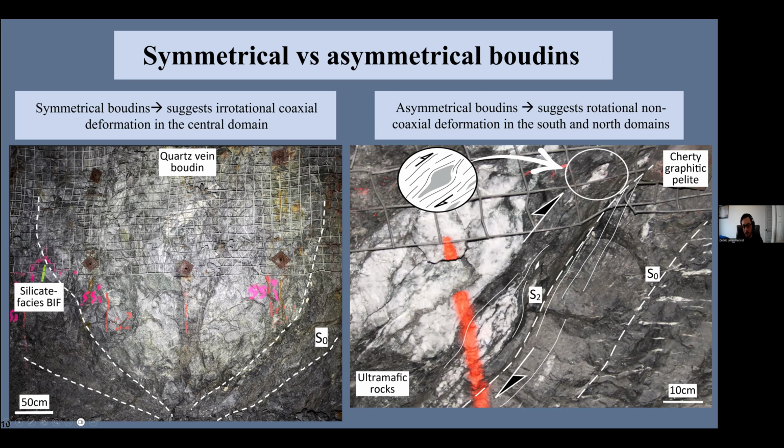And if we move away from that chert-rich domain, we find the typical asymmetrical boudins that suggest non-coaxial deformation in the south and north domains. As you can see here, this is a quartz vein boudin, and the asymmetry shows reverse shearing, which is really the typical case we find in most orogenic gold deposits, unlike coaxial deformation, which is pretty rare.